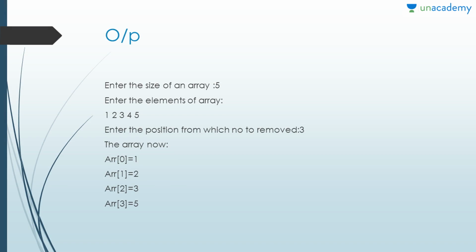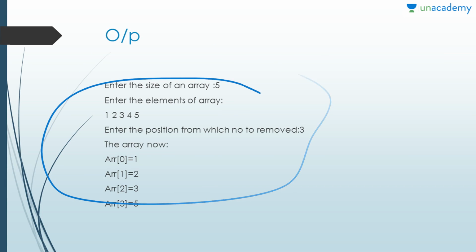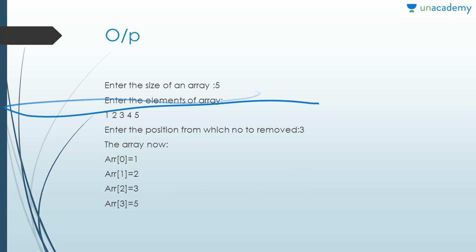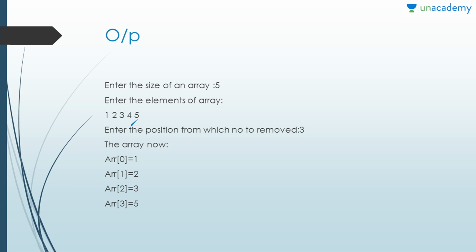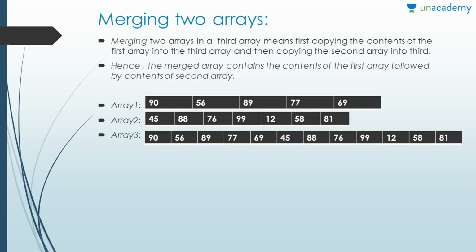You can search the internet to find many more programs to practice, so that your concepts will be strengthened, right? Okay, so this is the output of the previous program that we have seen. It says: enter the size, enter the elements, enter the position from which. So it is the third position. 0 1 2 3 means 4 is the element that is in the third position, so 1 2 3 5 is printed. Okay, now without wasting much time, let's see what merging two arrays is.